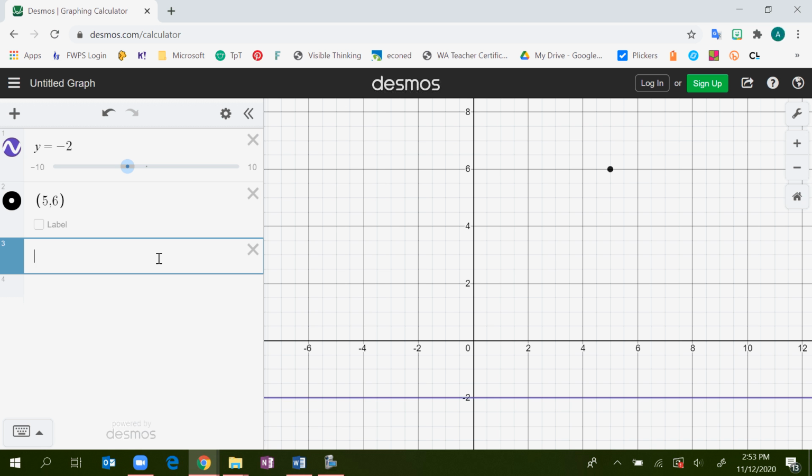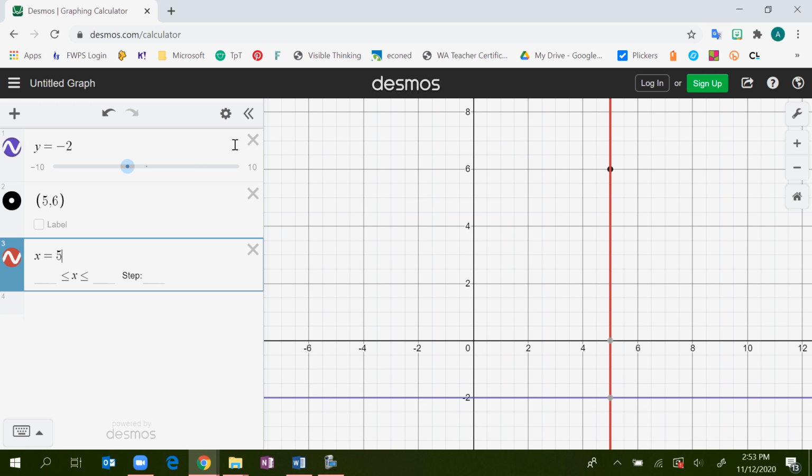Vertical lines are in the form of x equals, and since I want it to go through the point 5 comma 6, my x value has to equal 5. So as we see, it is perpendicular to my original line, y equals -2, and it is indeed going through the point 5 comma 6. So if you ever want to check your work, again, Desmos is such a great resource for you guys.